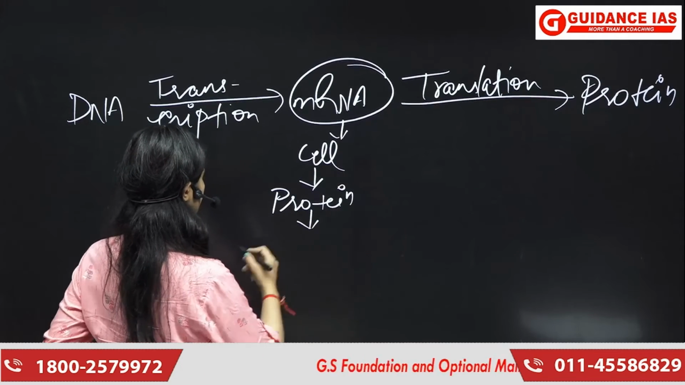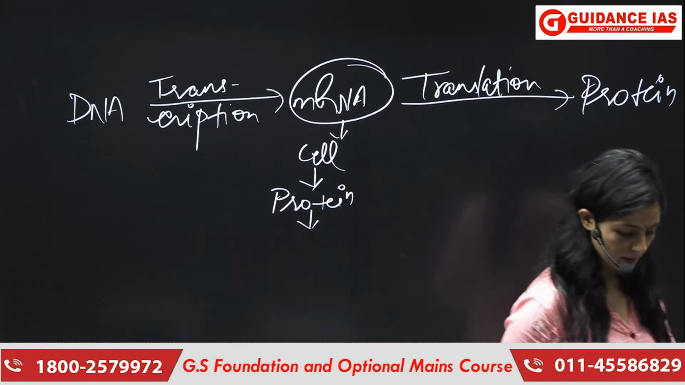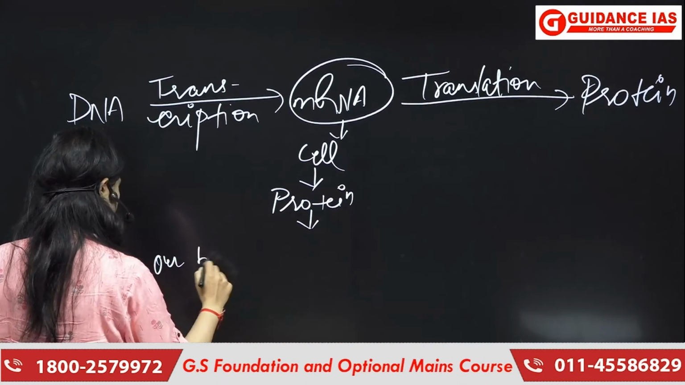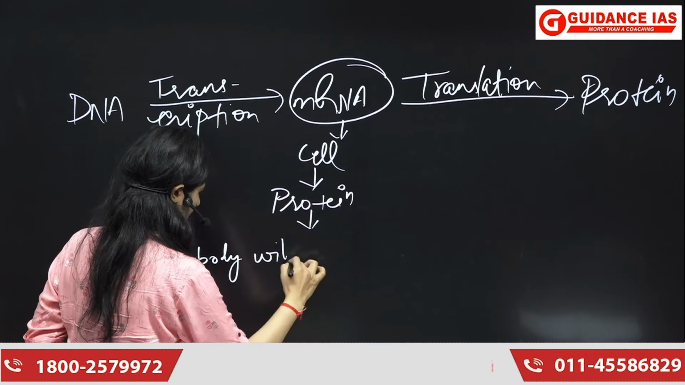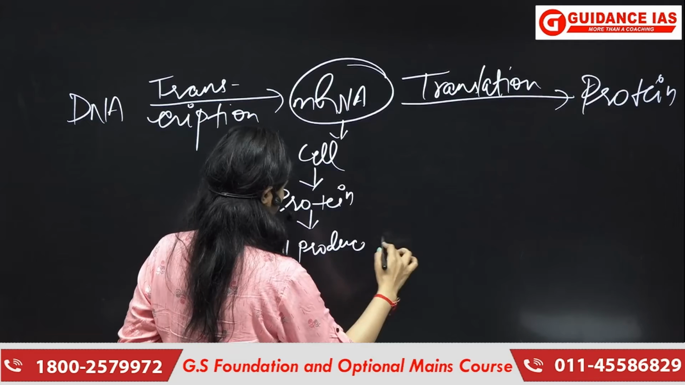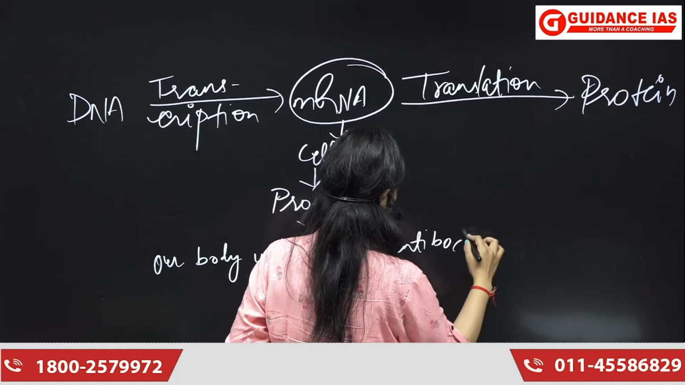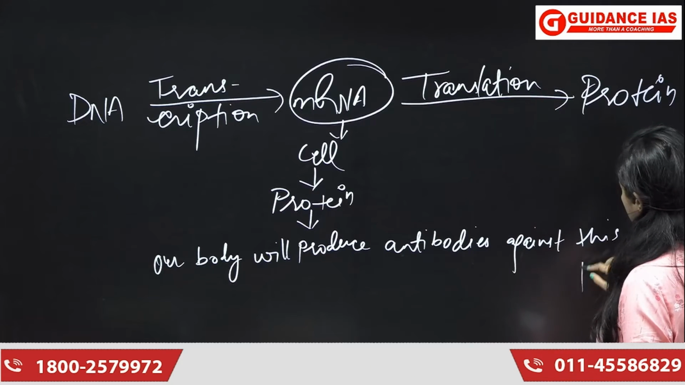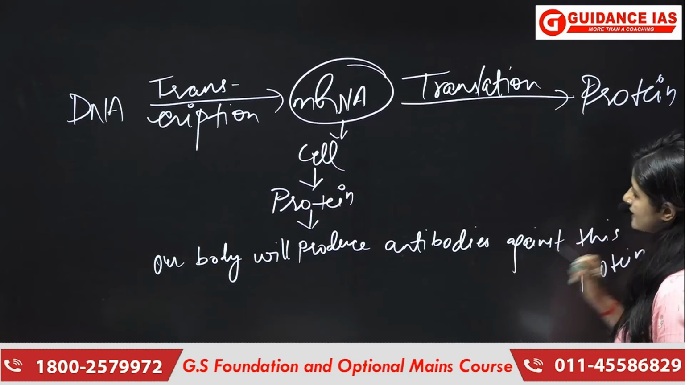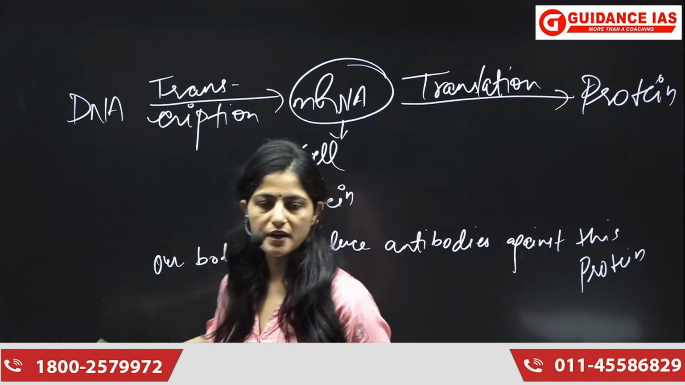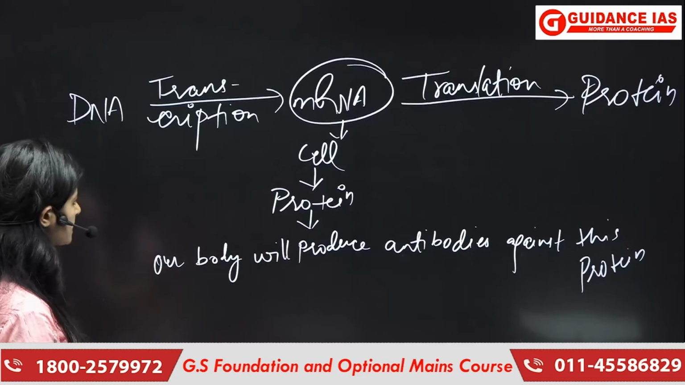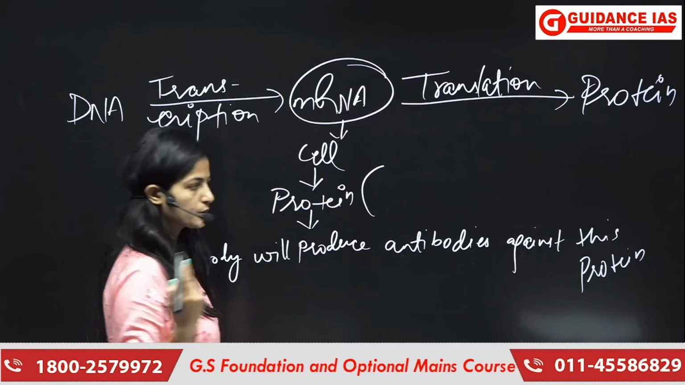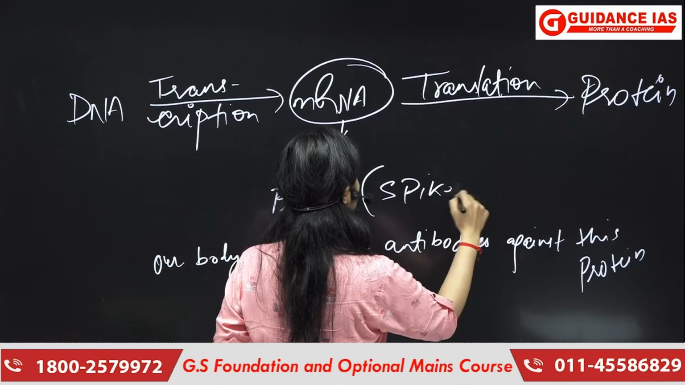Now what will happen to this protein? Our body will produce antibodies against this protein, right? And this is the basic way how mRNA vaccine works. ठीक है, like for example प्रोटीन का हम एग्जाम्पल ले लेते हैं, कोविड का ही हम एग्जाम्पल ले लेते हैं. कोविड का प्रोटीन दैट इज स्पाइक प्रोटीन, ठीक है, और द सरफेस प्रोटीन.